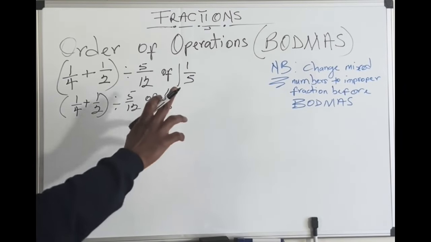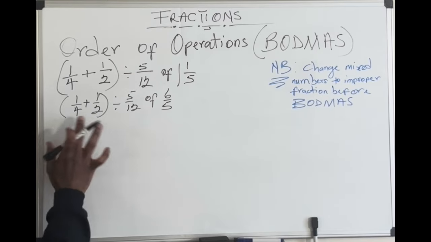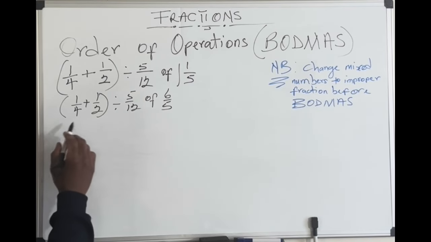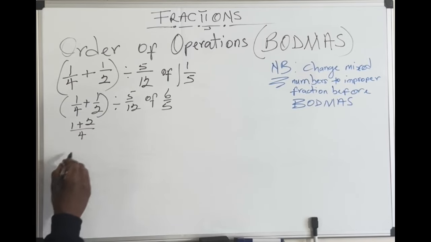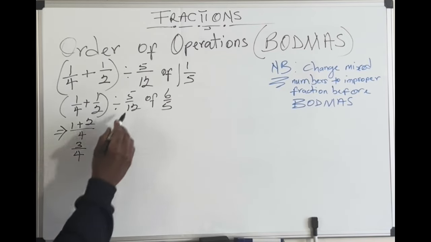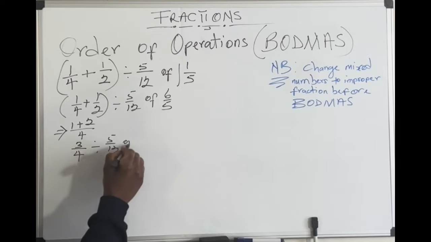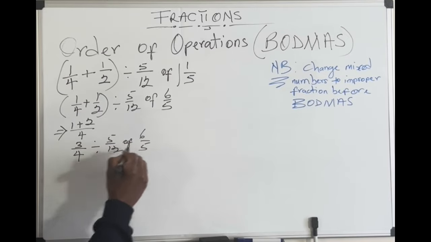All right. Then we come back to the BODMAS, which is bracket. So let's work this bracket. Different denominators, so we have to find the LCM, which is 4. 1 plus 2, 2. Now we have 3. 1 plus 2, 3 over 4. The rest is divided by 5 over 12 of 6 over 5.